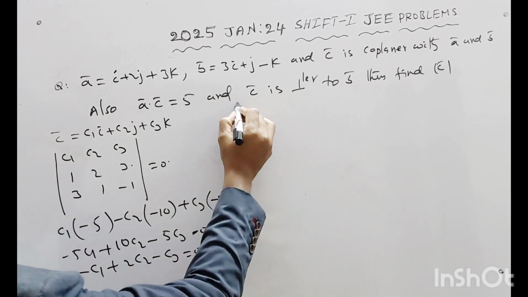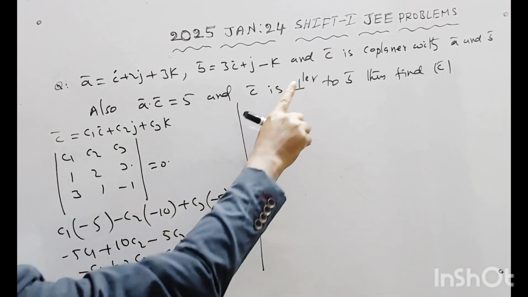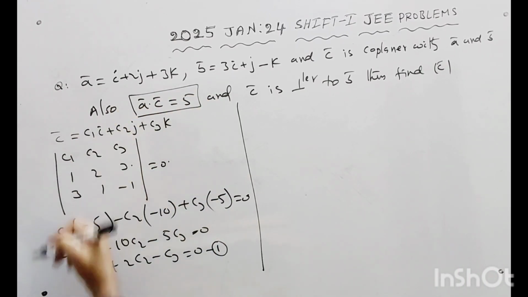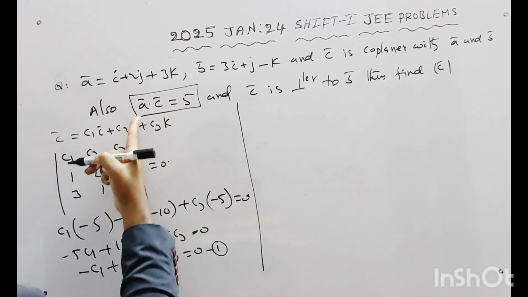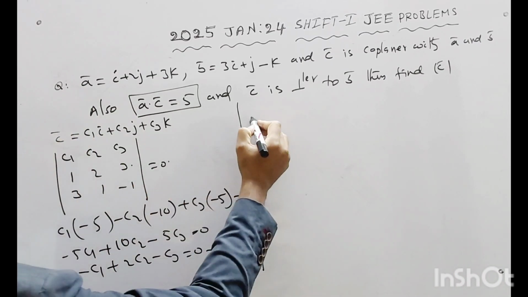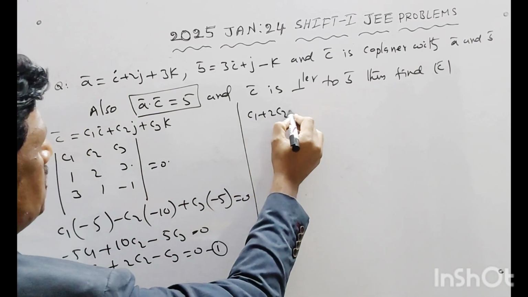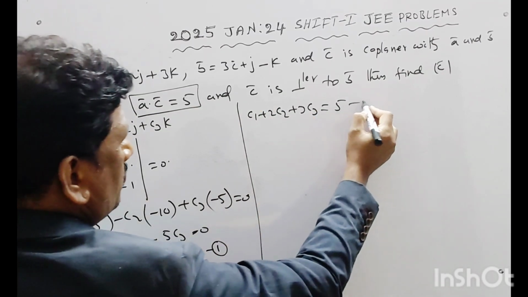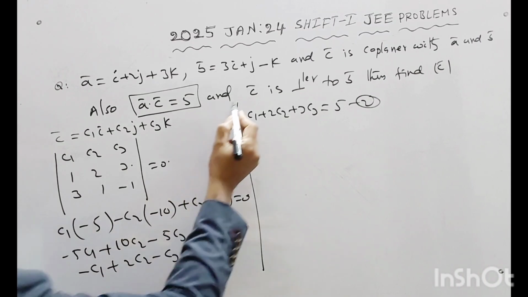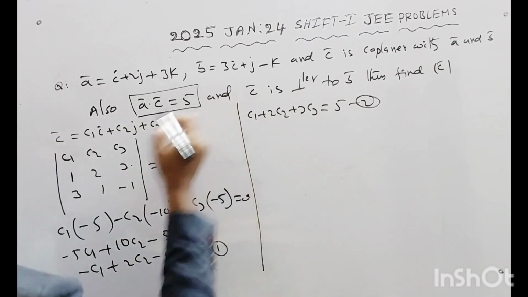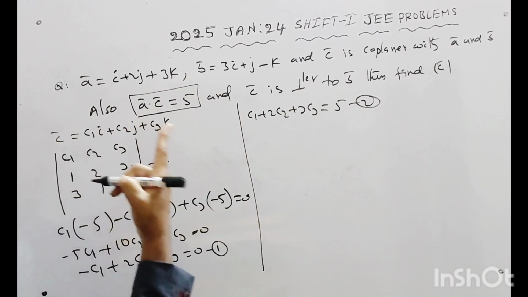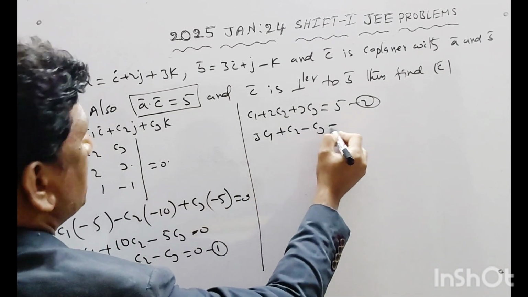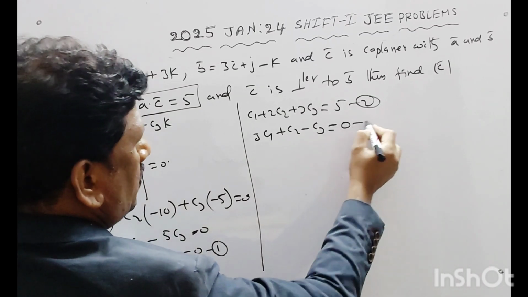Later, one more condition is given. A bar dot C bar, the dot product of A bar and C bar, is C1 plus 2C2 plus 3C3 is equal to 5. This is equation number 2. And C bar is perpendicular to B bar, that means B bar dot C bar is equal to 0, that is 3C1 plus C2 minus C3 is equal to 0. This is equation number 3.